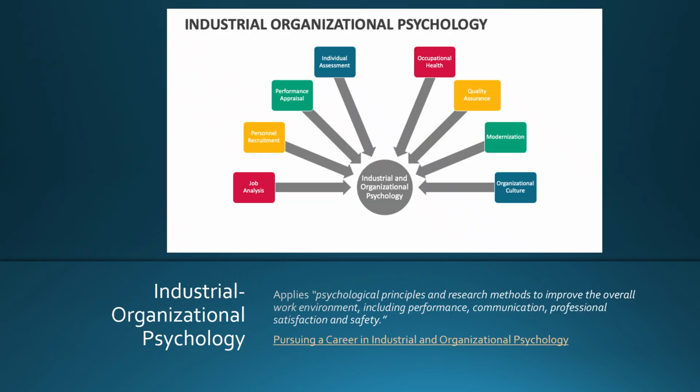Industrial organizational psychology is also a chapter that will be devoted fully to it later on in the course. It's pretty interesting. I think it's rather new. It applies psychological principles and research methods to improve the overall work environment, including how employees perform, how they communicate with each other, how satisfied they are with the job, and how safe they feel. As you can see in the diagram above, it includes a lot more than that.